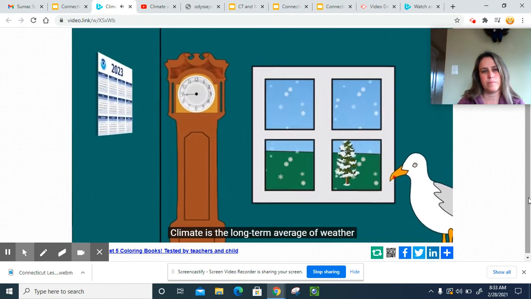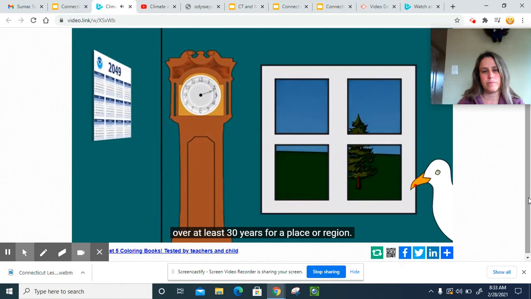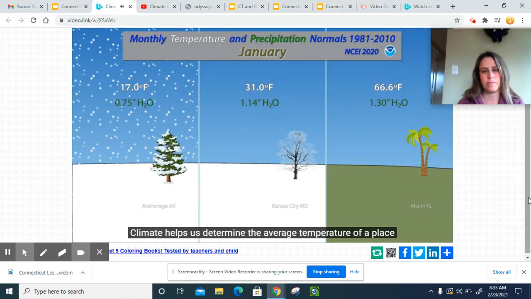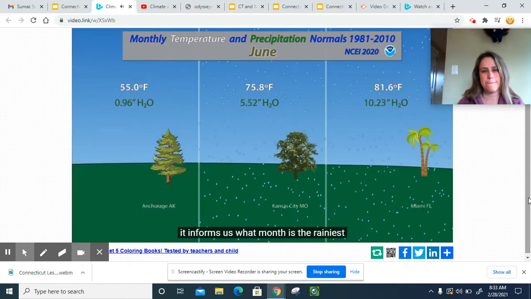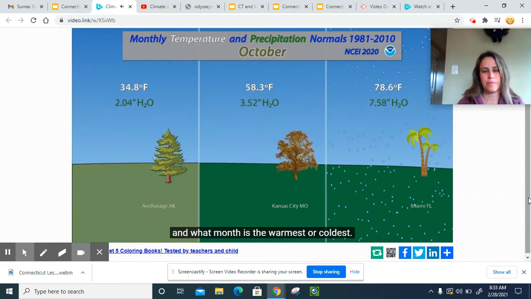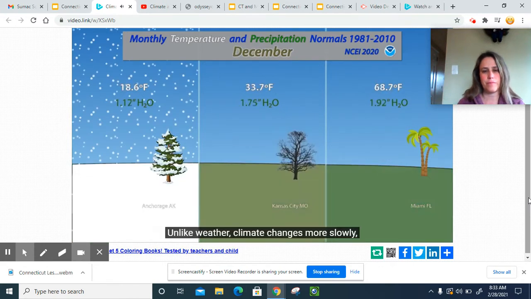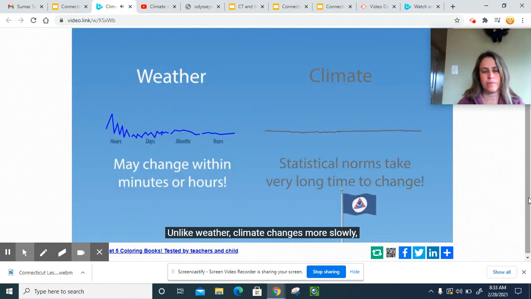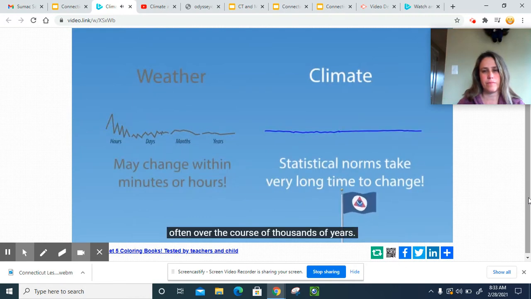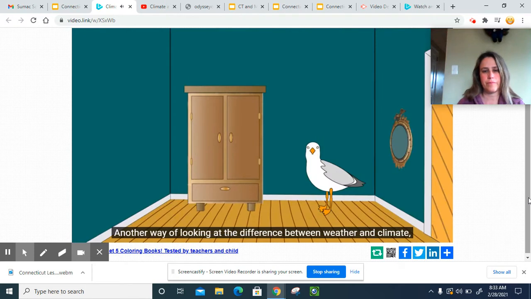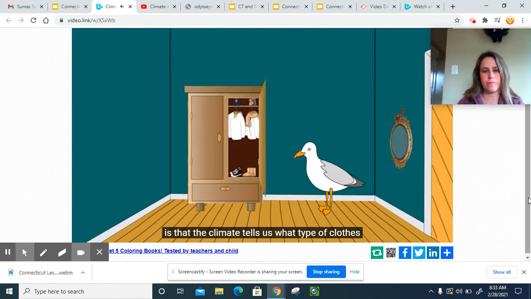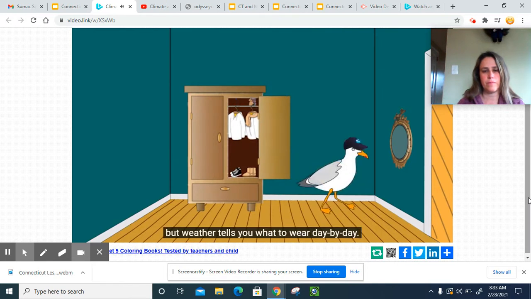Climate is the long-term average of weather over at least 30 years for a place or region. Climate helps us determine the average temperature of a place during each month of the year. It informs us what month is the rainiest or driest for a city, and what month is the warmest or coldest. Unlike weather, climate changes more slowly, often over the course of thousands of years. Another way of looking at the difference between weather and climate is that the climate tells us what type of clothes you should have in your wardrobe, but weather tells us what to wear day by day.